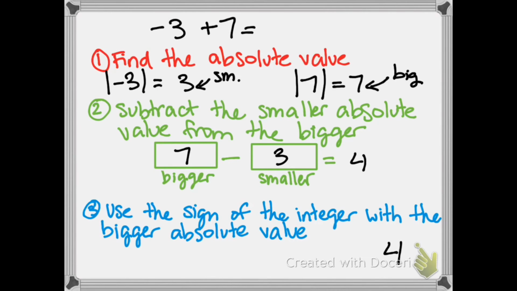So step 3 tells me to use the sign of the integer with the bigger absolute value. Let's look at the original problem. The one with the bigger absolute value is the one that had the 7 as its absolute value. So in my original problem, that was a positive number. So my answer, if I wanted to put a little positive sign there, I could. I don't have to though. My answer is just positive 4.